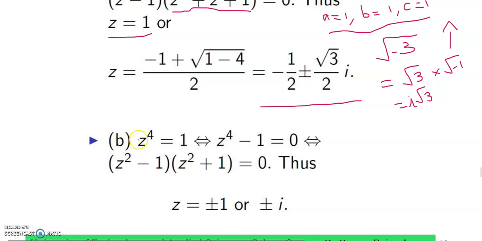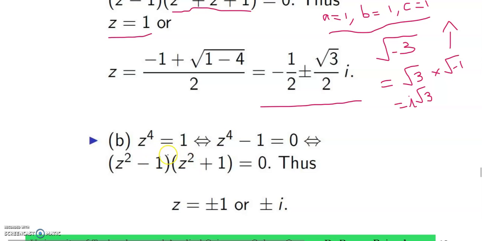Now second question, z power 4 is equal to 1. Write this as an equation, z power 4 minus 1 is equal to 0. Here the degree is 4, the variable is z, and this is a complex equation. Now how can we write z power 4 minus 1 is equal to 0? We can express this as z squared minus 1 times z squared plus 1 is equal to 0, which means a minus b times a plus b is a squared minus b squared, so you will get this.